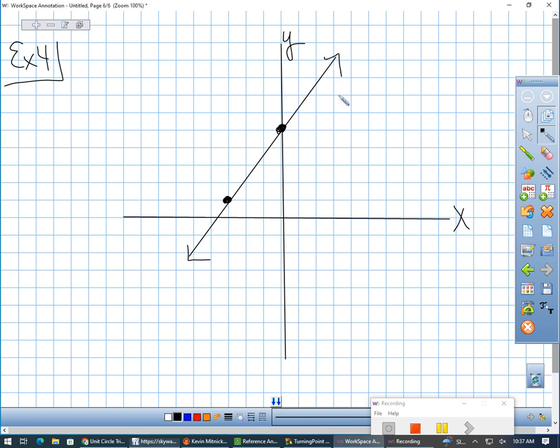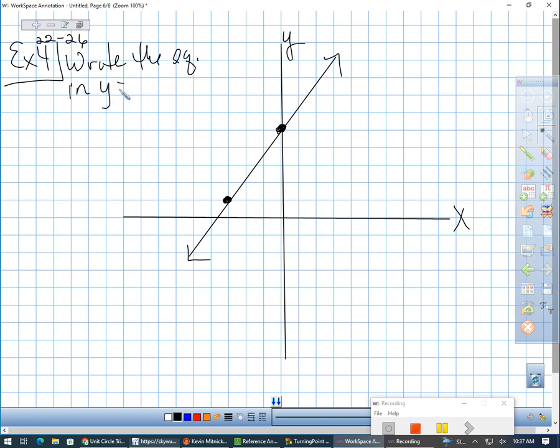All right. So, for example number 4, this is what you have to do for 22 through 26. Write the equation in y equals mx plus b. In order to write it in mx plus b, we need two things. We need m, and we need our y-intercept. Our y-intercept is where it crosses the y-axis. So what is that point? 0, 5. That is our y-intercept.